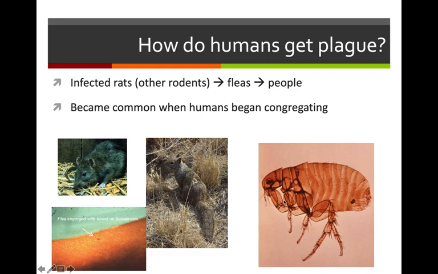Plague did not become common in people until people started congregating in settlements and cities. Otherwise, people didn't usually live very close to one another. And it's when people live close to one another that really attracts rodents. So we didn't have a lot of contact with rodents or their fleas until we all started living together.